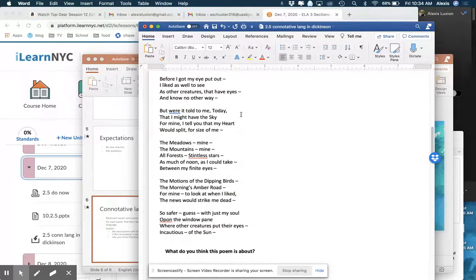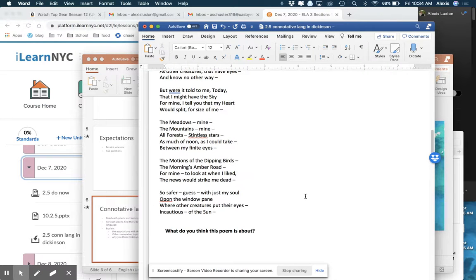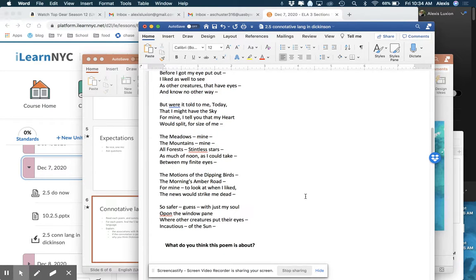to not being depressed, that she could go outside and see the sky, she could see the meadows, the mountains, the forests. She says, the news would strike me dead. So she kind of feels like she wouldn't be able to handle it or she's afraid of it. So it's safer to just kind of look out from where she is with her reclusivity, right? It's safer to kind of watch what's happening from afar than to participate in it.